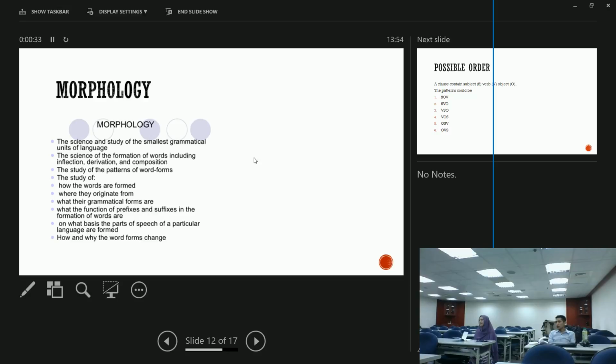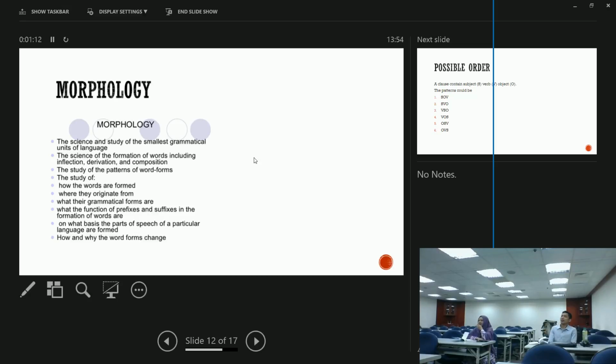Which one is subject, which one is agent, which one is verb, how the words are formed. Like in Indonesian, you learn imbuhan, suffix, and prefix. So syntax and morphology are close, similar, but they are actually different. And what their grammatical form is and what the function of prefix and suffix in the formation of a word is. When you learn the syntax of Indonesian, it will be different. Maybe there is something similar, but it's different, how their suffix and prefix work, and how and why the word form changes.